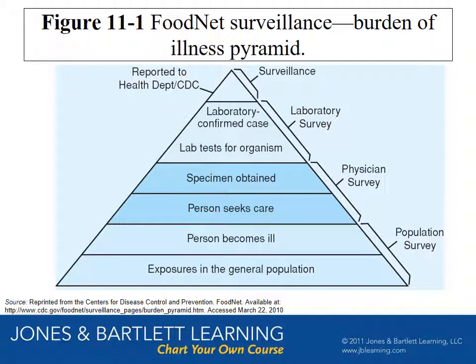If we think about where this surveillance system detects cases of foodborne illness, it's really where someone has gotten ill enough to see a doctor, and that doctor recommends that that person give a stool sample. That sample then goes to a laboratory. Many times people are exposed in the general population, they become ill, but they never seek care.